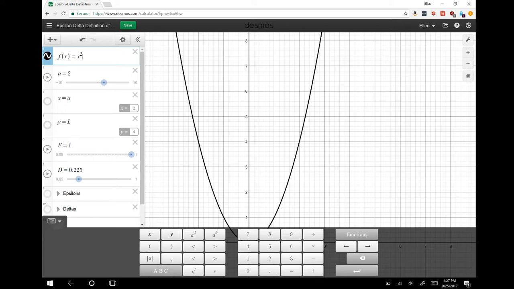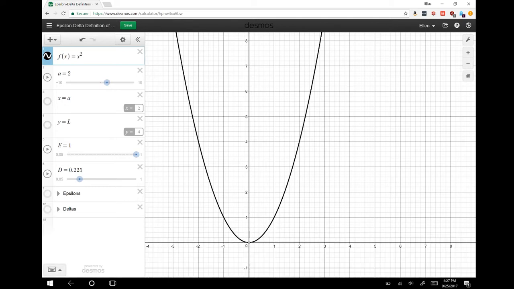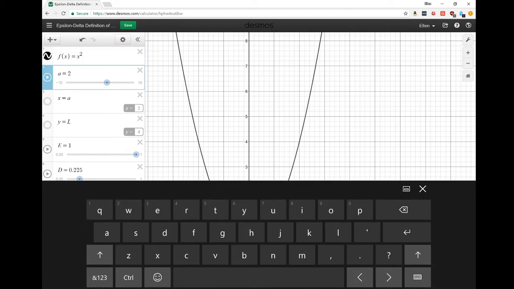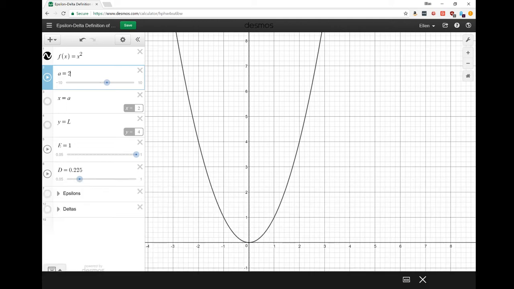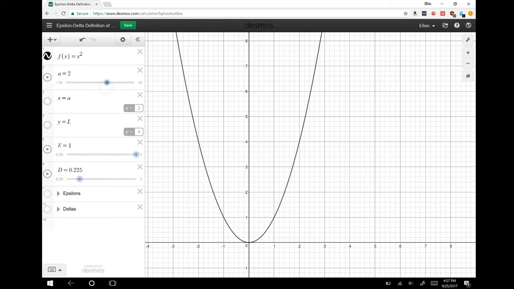And I'm going to play around with f of x equals x squared because it's nice and simple. And we have a equals 2. This is the c value that we were using. This is where your limit actually goes. And so if I take that and I move it around, you'll see it a little bit better when I start plugging stuff in.